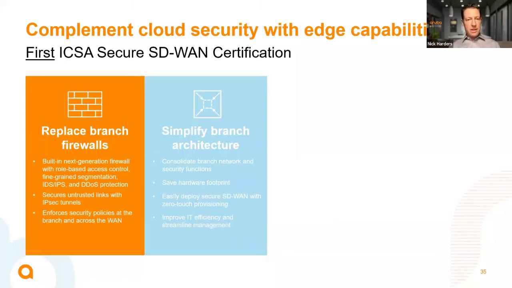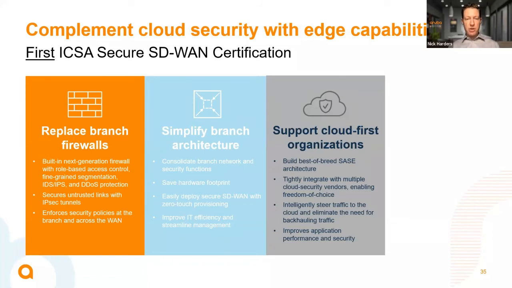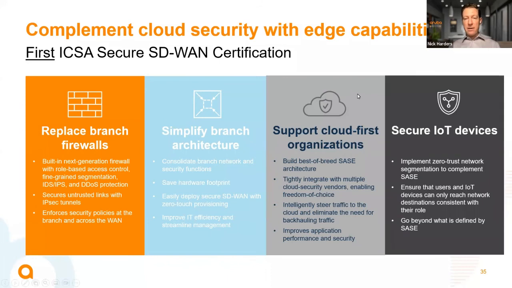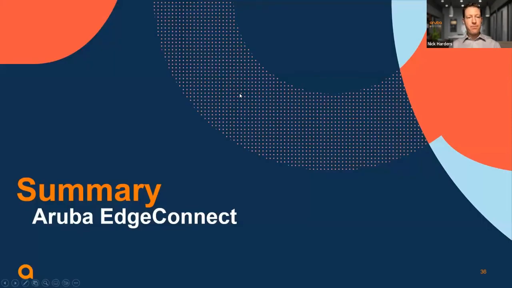I've touched on these. It does allow you to simplify your branch architecture because you can consolidate a lot of those functions. You can leverage the SSE providers that make sense in your environment. And of course, based on the prior slide, I've discussed how you can use that as a way to secure IoT devices, as well as any employee, guest, and contractor-like devices in your environment.